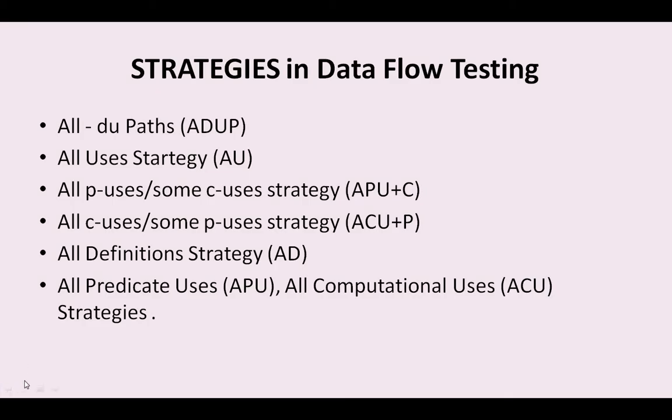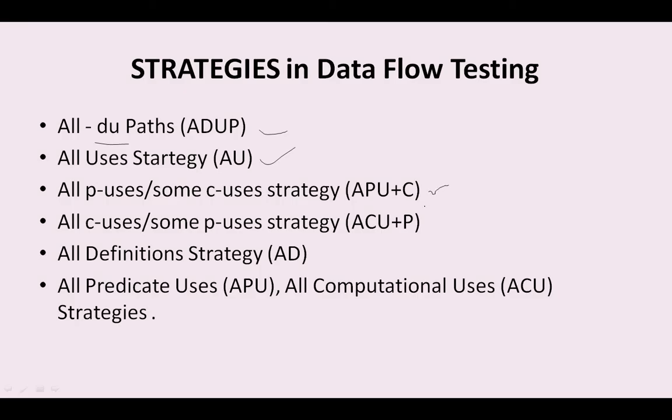Coming to the very first one, what are the various kinds of strategies in data flow testing? The very first one is all DU paths, represented as ADUP. DU means define and use: D stands for define and U for use, a two character set operation actually. The next one is the all uses strategy. And the next is all P uses and some C uses strategy. C is for computational use and P for predicate use.